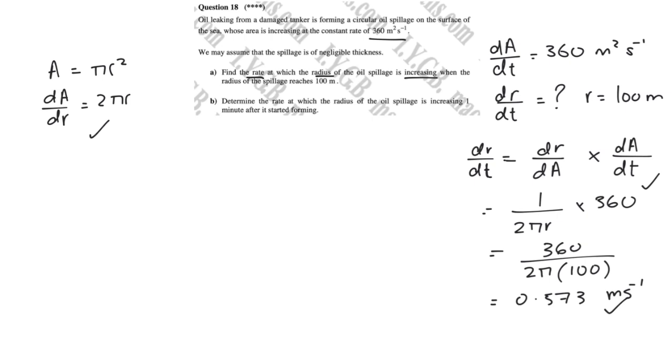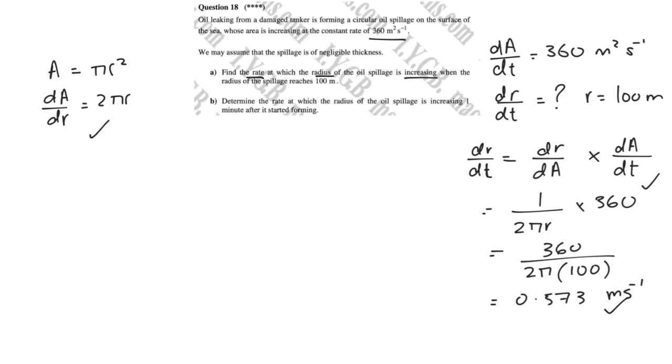Now, are we good to move on to part B? It says determine the rate at which the radius of the oil spillage is increasing 1 minute after it started forming. Now that's the tricky part, because we are given the time. 1 minute.